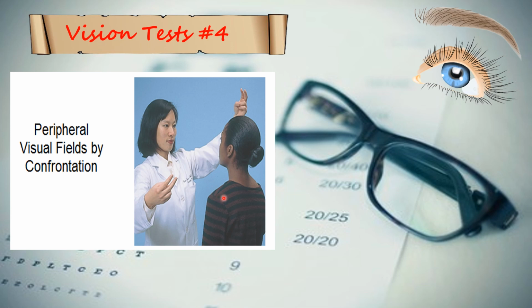You have to repeat this pattern in the upper and the lower temporal quadrant. Usually, a person sees both sets of fingers at the same time. So, if so, the visual fields are normal.